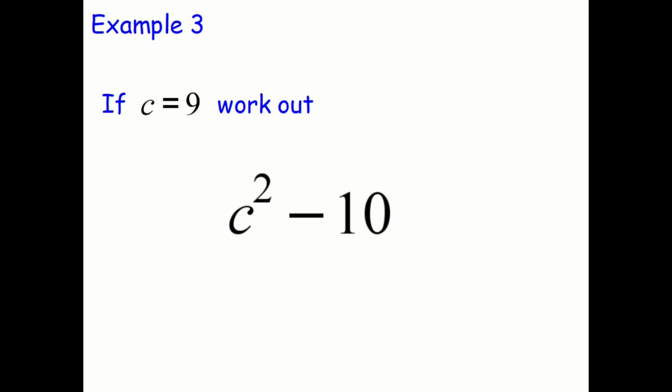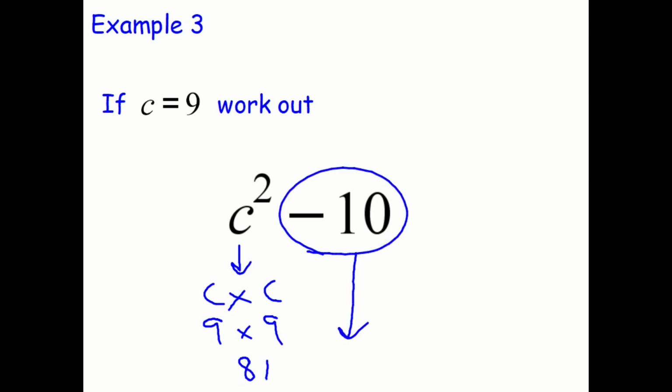Example number 3, if c equals 9, work out c squared minus 10. Well, c squared means c multiplied by c. So 9 multiplied by 9 is 81. And then this bit comes back in. 81 take away 10 is equal to 71. 71 is your final answer there.